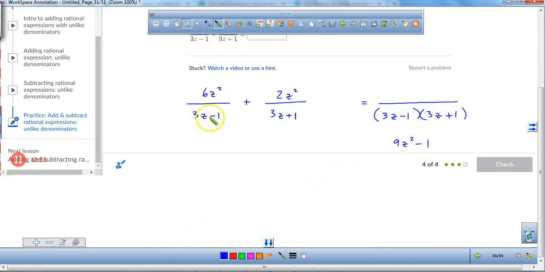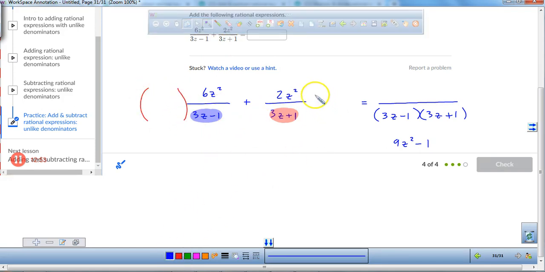Let's highlight once again. We got 3z minus 1, and we've got 3z plus 1, which are two totally different denominators. Okay, here we go. So what does this guy need? He needs 3z plus 1 in the denominator and in the numerator. And this guy needs a 3z minus 1 in the numerator and the denominator.